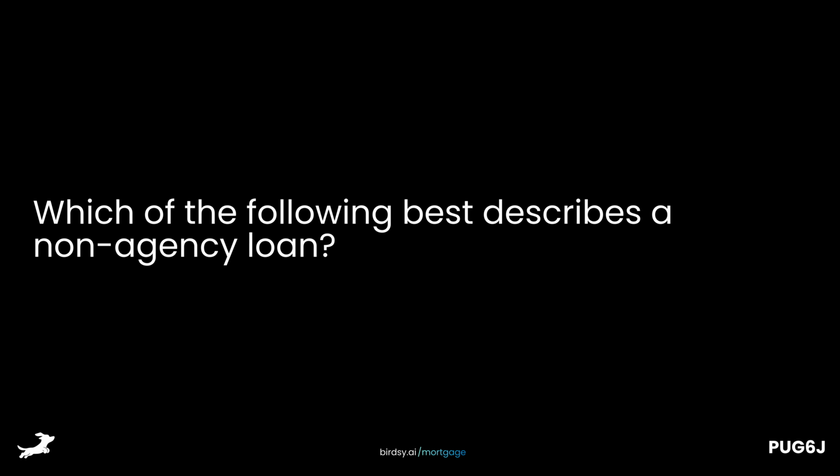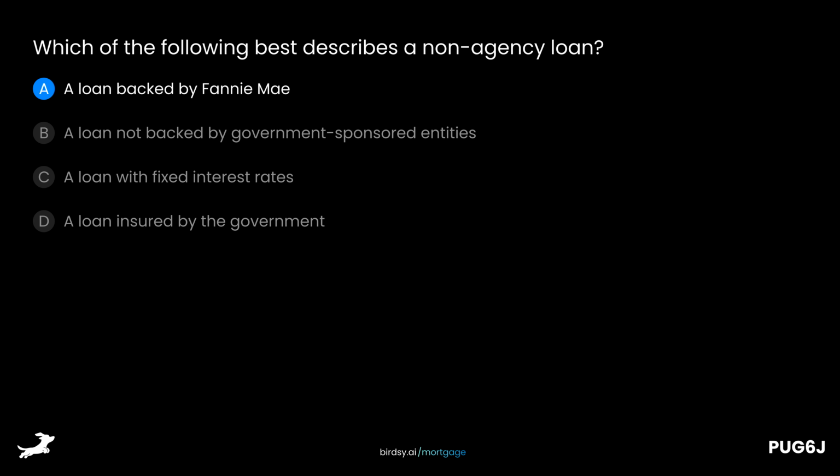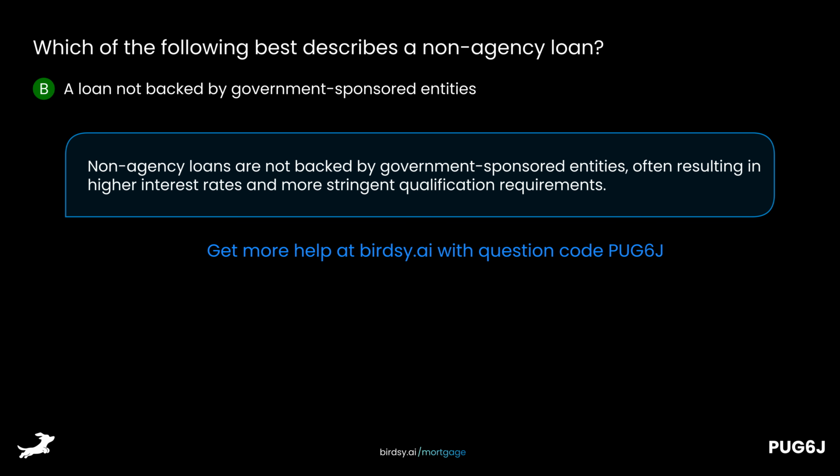Which of the following best describes a non-agency loan? Is it A, a loan backed by Fannie Mae, B, a loan not backed by government-sponsored entities, C, a loan with fixed interest rates, or D, a loan insured by the government? The answer is B, a loan not backed by government-sponsored entities. Non-agency loans are not backed by government-sponsored entities, often resulting in higher interest rates and more stringent qualification requirements.